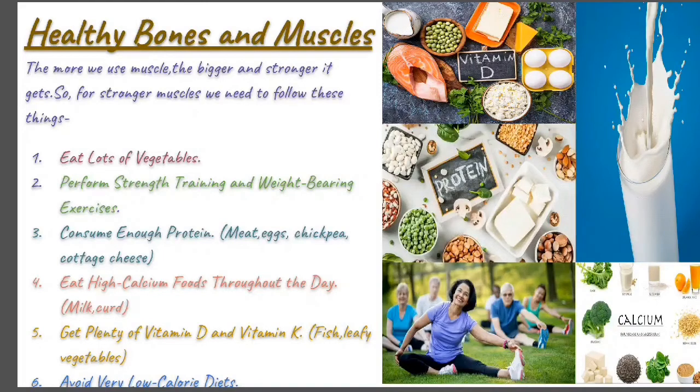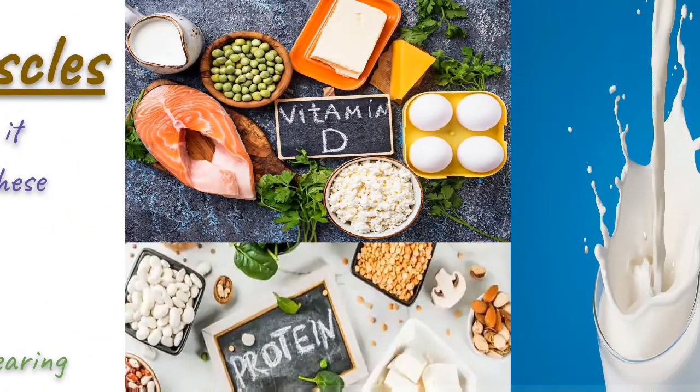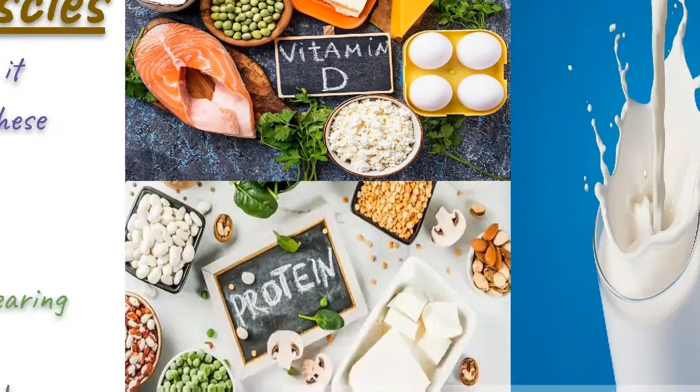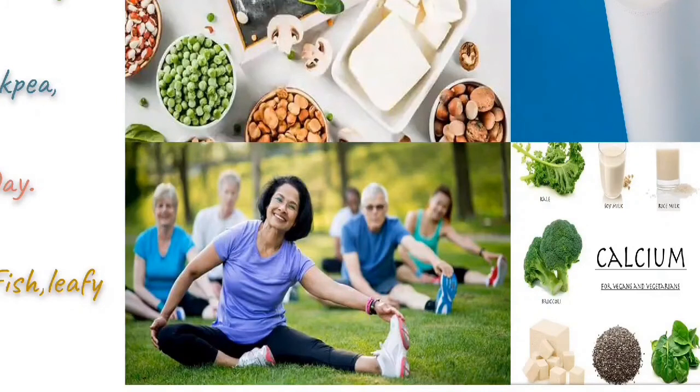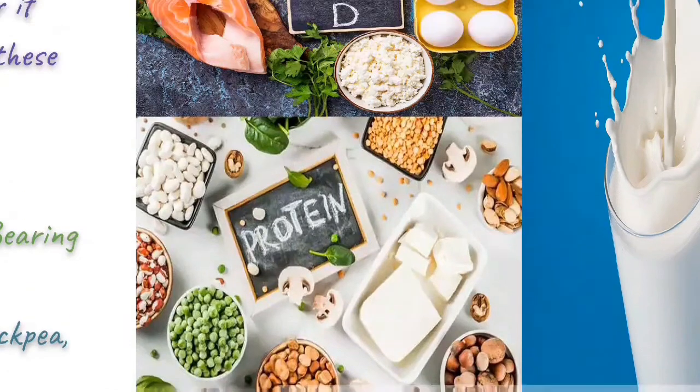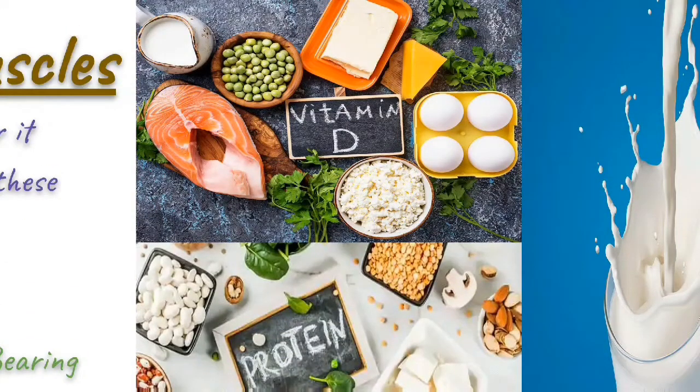So just have a look at these pictures here. First, what I am showing is vitamin D, then protein, here milk, and these are your healthy exercises, and calcium. So basically these are all the nutrients or nourishment required for our bones and muscles.